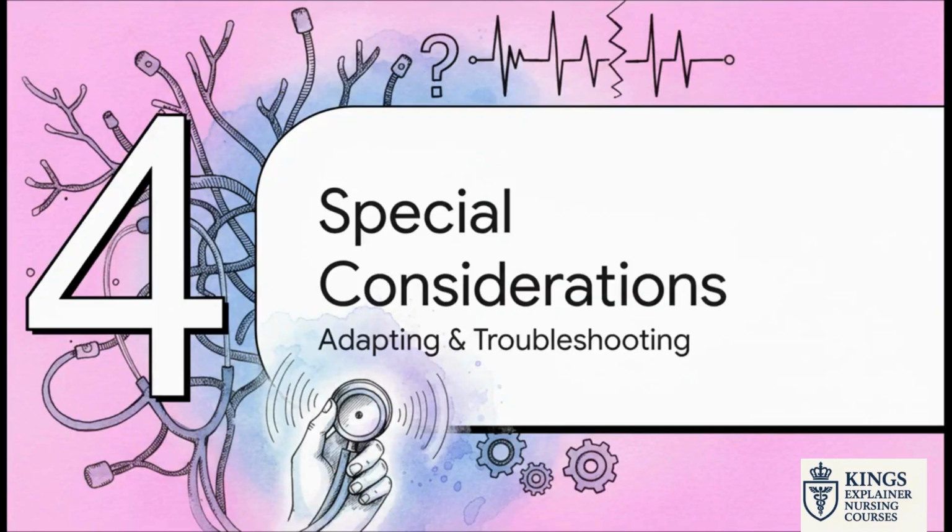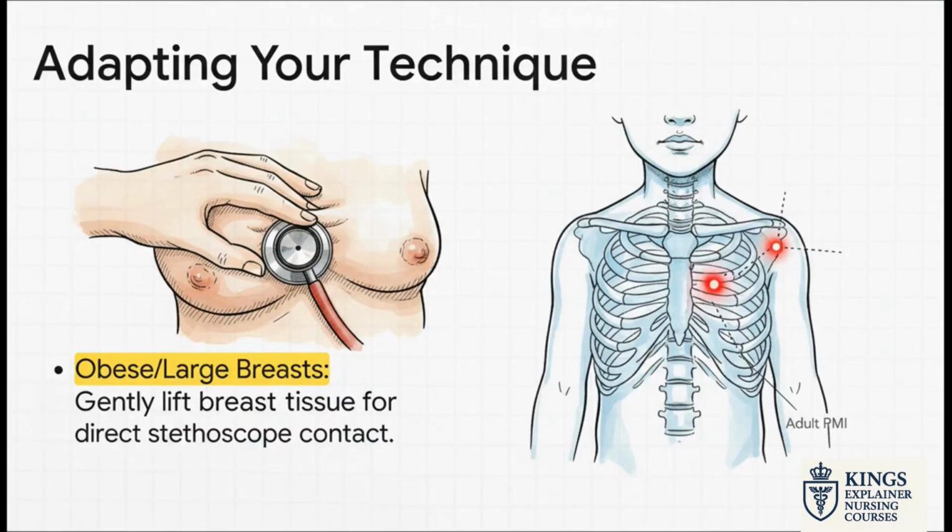So, we've covered the textbook procedure. But real-world nursing is rarely that simple, right? Section 4 is all about how to adapt your technique and troubleshoot some of the common problems you might run into. Patients come in all shapes and sizes. For a client who's obese or has large breasts, you can't just listen through the tissue. You'll need to gently displace it so your stethoscope is making direct contact with the chest wall.